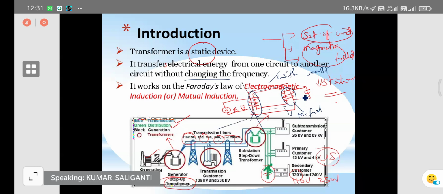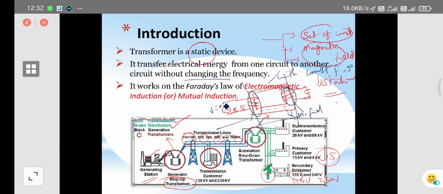Already I explained this is the electric domain and this is the magnetic domain here. So the energy can be transferred from one circuit to another circuit through the medium of magnetic flux or magnetic field, without changing frequency, that is, with a constant frequency. That constant frequency is 50 Hz. That's why the voltage for AC is 230 volts, not like DC, which is 220 volts. The frequency is 50 Hz here. Already you know all these points, but I am going to boost you up, because some people have forgotten all these points.